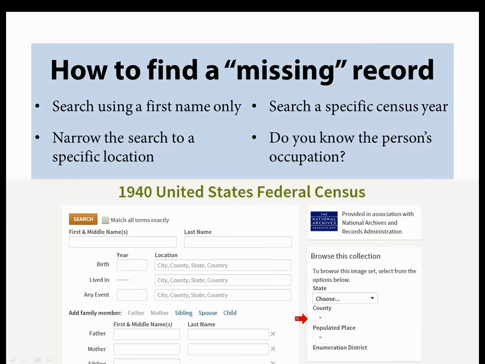You can also search by a specific location, and that you would do here in the lived in section. Now, like I was saying before, you need to be very wary of what a town or a county was called at that particular time, because Ancestry will be very specific on that. But if the modern name is the same name that it was in 1940, if you put that into the lived-in section here, it will search the 1940 census for that particular location, and you might be able to find your ancestor that way.